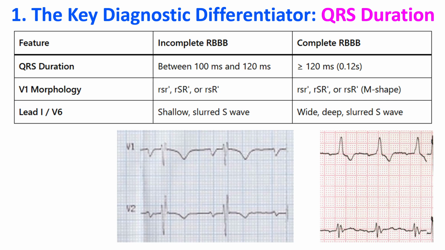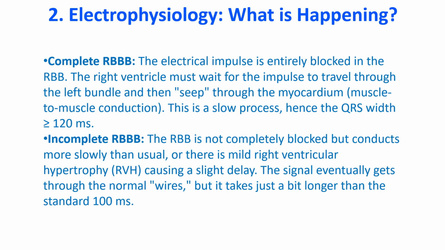Morphological similarities are there in both cases. You will see the classic rabbit ears in the right precordial leads V1, V2. This happens because the left ventricle depolarizes first, that is the tiny R wave, followed by a delayed signal traveling to the right ventricle, that is the bigger R wave. The right bundle branch is a long, thin and fragile part of the conduction system.